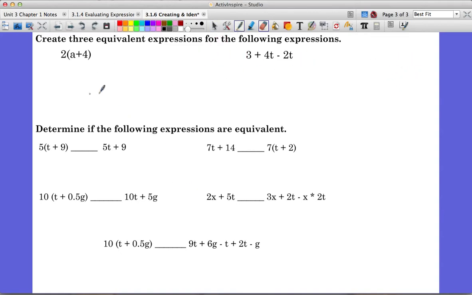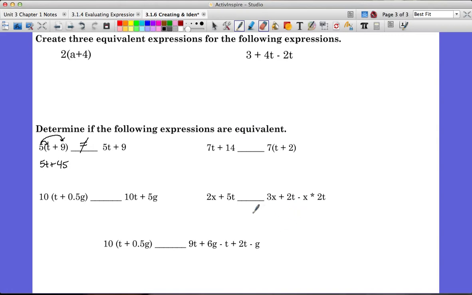You're going to do that on your own. Now here we're going to determine if the expressions are equivalent or not. Here we have to use the distributive property. Remember, we have to share the 5 with the t, and we have to share the 5 with the 9. So we get 5 times t plus 45. Is that equivalent to that? Our answer here would be no.